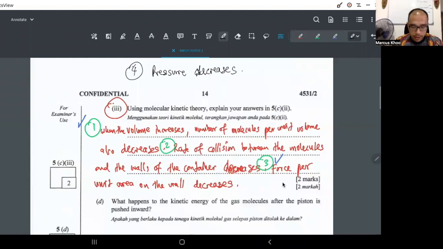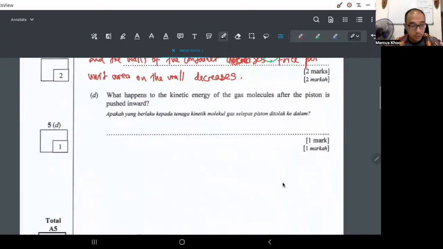What happens to the kinetic energy of the gas molecules after the piston is pushed inward? Same thing. Whenever you see what happens, there are only 3 possible answers: increase, decrease, or unchanged. And this is a trick question because the answer is that it will remain unchanged. Why? Because the kinetic energy of gas is dependent on the temperature.